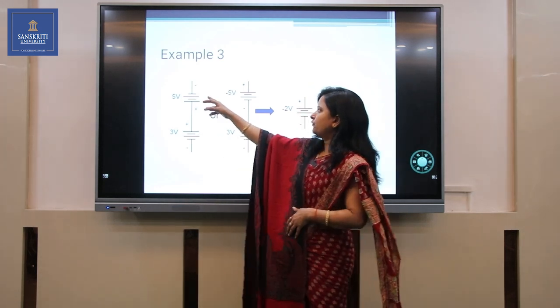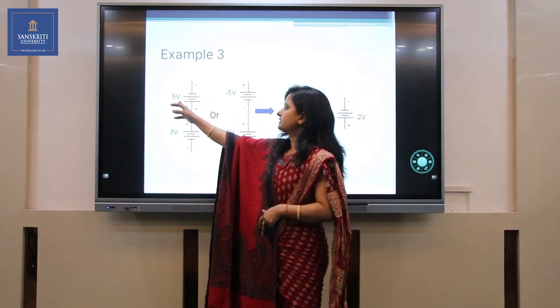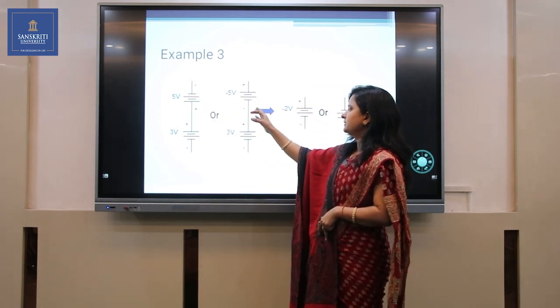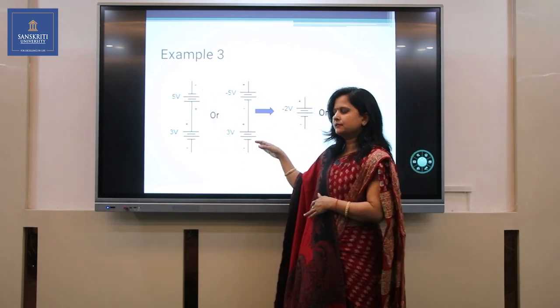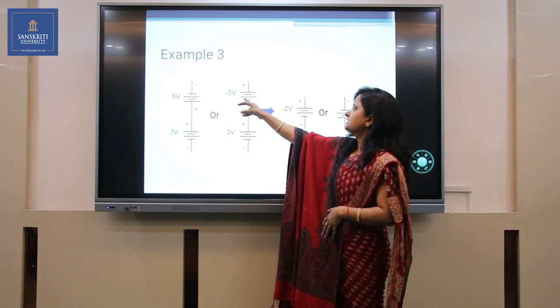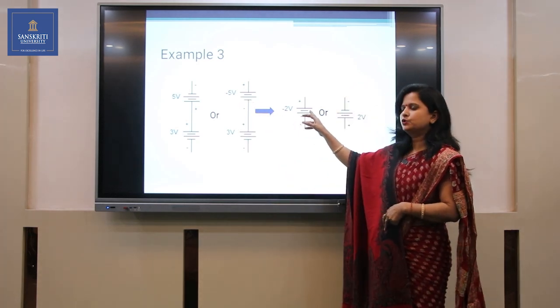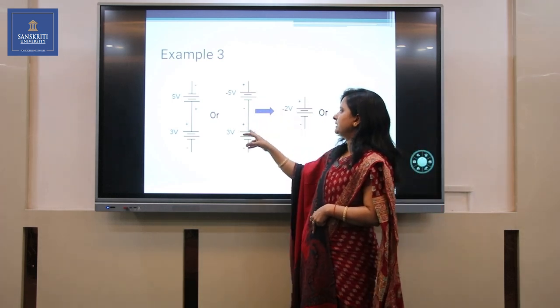Fine. So for this, we can change it as a magnitude of minus 5 volt. Polarity should be plus minus, then 3 volt as it is. So what happened? Minus 5 volt plus 3 volt. The resultant will be minus 2 volt. Polarity plus minus plus minus.